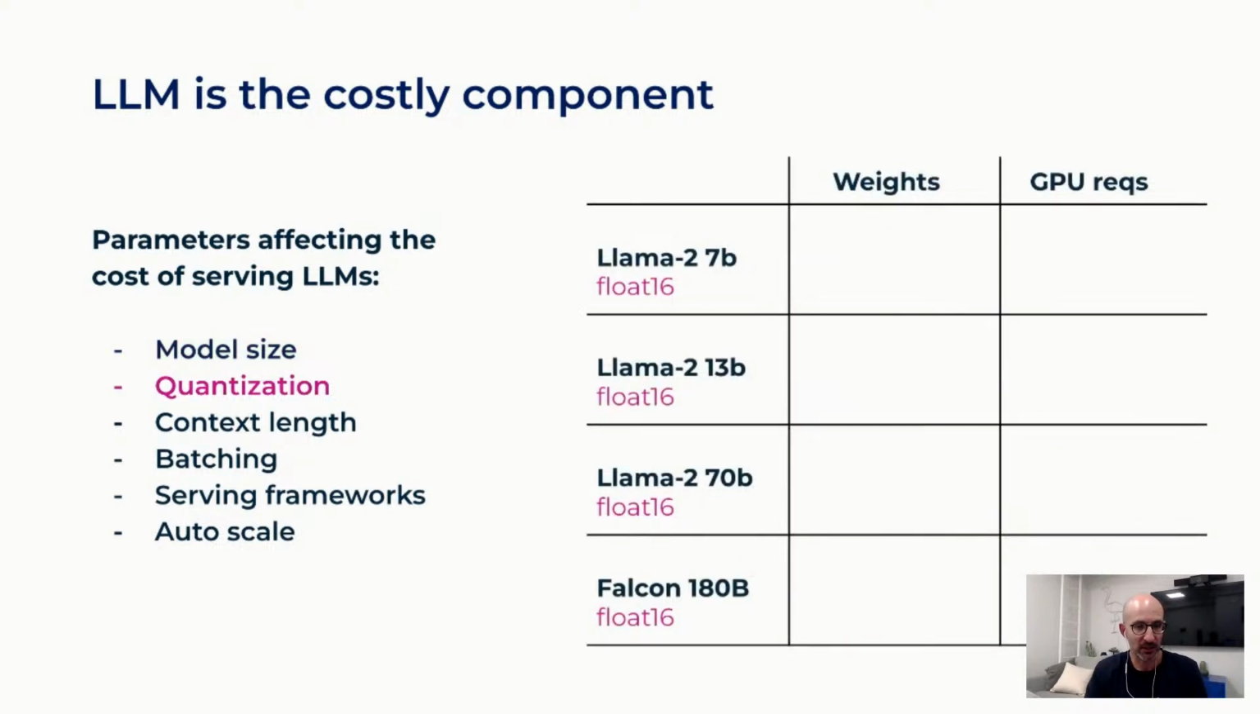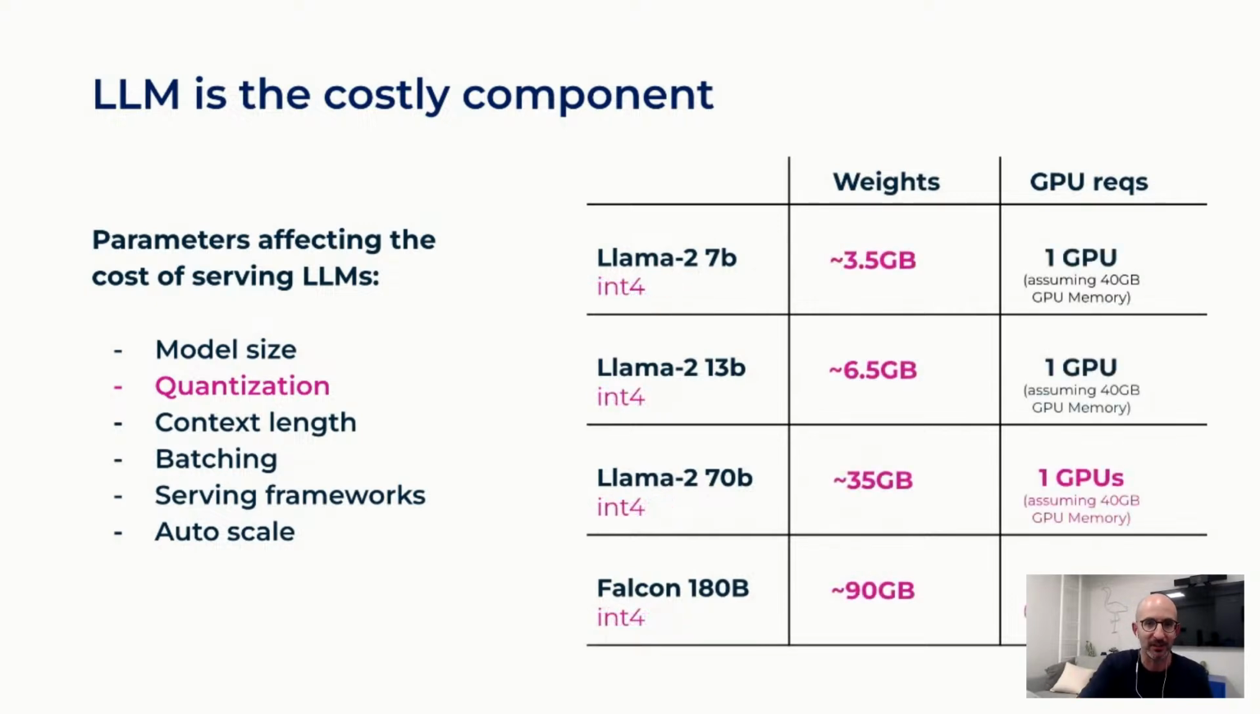Quantization. Quantization is the number of bits used to represent those weights. As we said, float 16 uses 16 bits to represent each weight. A way to reduce the memory needed for those models is to represent the weights with fewer bits, maybe with int 4, just 4 bits per weight. Then you can significantly reduce the memory needed to store those weights. For example, with Llama 2 with 70 billion parameters, you need just 1 GPU, and Falcon will fit into 4 GPUs. That's a great way to reduce the footprint of your weights.